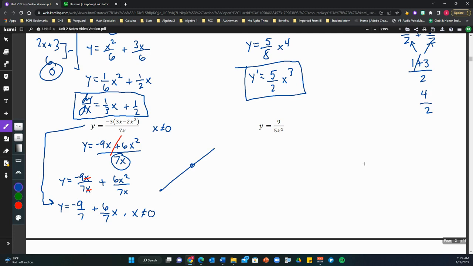To find the derivative, the only rules we need here are constant rule and power rule. Derivative of a constant is 0, so that disappears. Derivative of this linear term using the power rule would leave us with just 6/7. Another way of interpreting this result is that this original function has a rate of change of 6/7 everywhere except at x equals 0, because that point doesn't exist, so it wouldn't be differentiable at x equals 0.